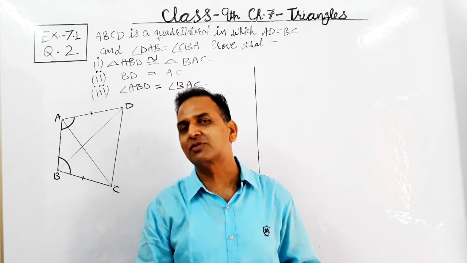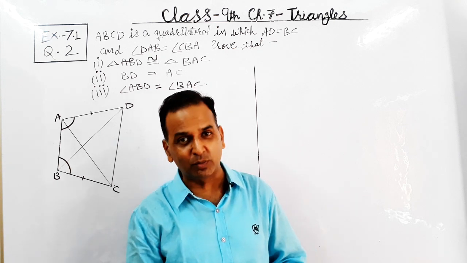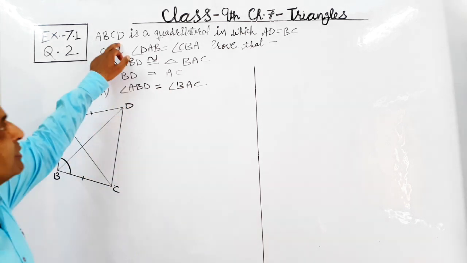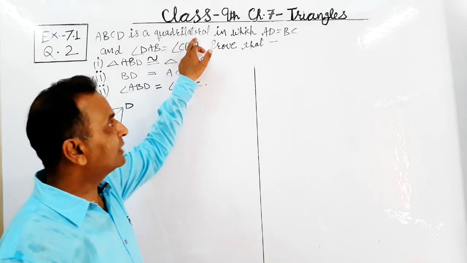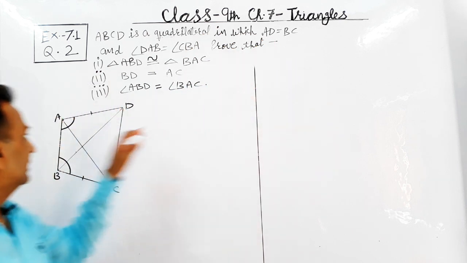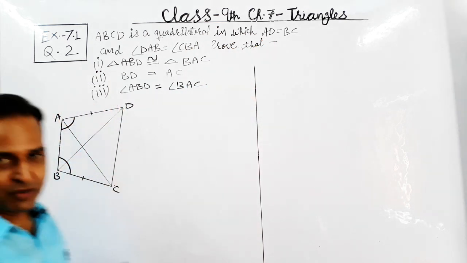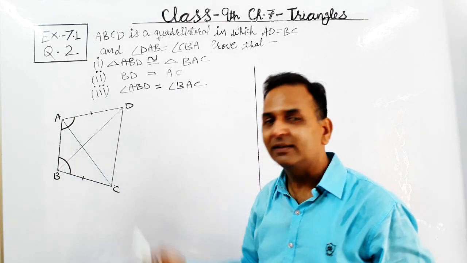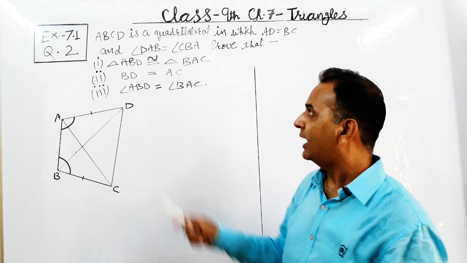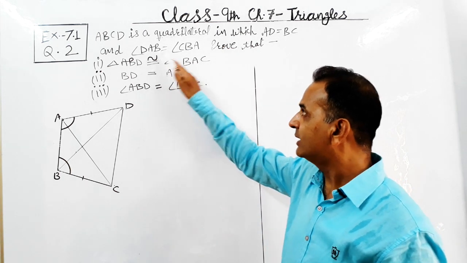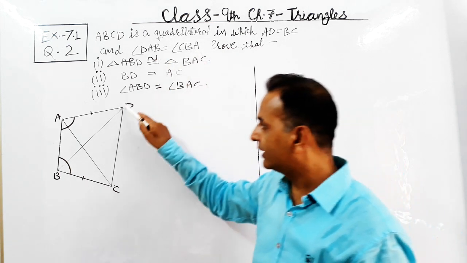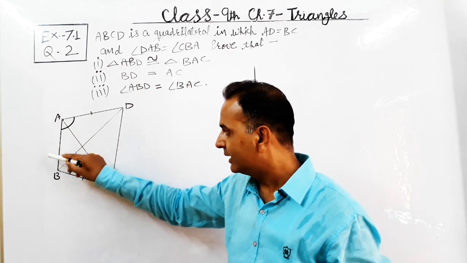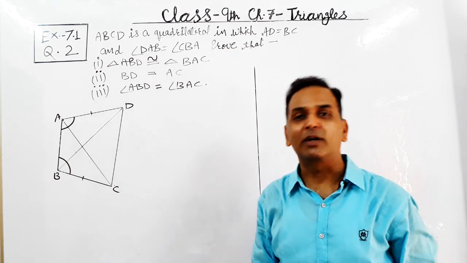And now let us first understand the meaning of the statement of this question. Let us start. The statement is: ABCD is a quadrilateral in which AD equals BC. This is quadrilateral ABCD in which we can see the side AD and side BC are equal to each other, as well as angle DAB equals angle CBA. This complete angle DAB and this complete angle CBA are equal to each other.